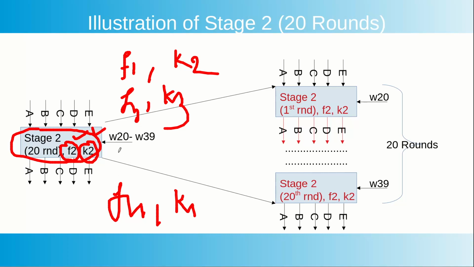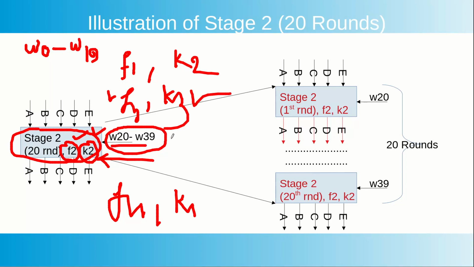And recall, in our stages, we know that in stage 1 we will feed W0 to W19, and in stage 2 we will feed W20 to W39. So these 20 words of the raw text are somehow generated from the raw text using the message scheduling. So those 20 words starting from W20 to W39 will be fed to the second stage. And in third stage we will use function 3 and K3, and the words will be from W40 to W59.